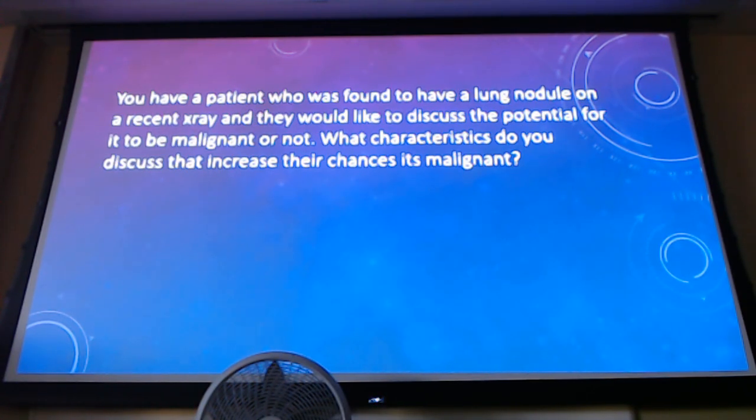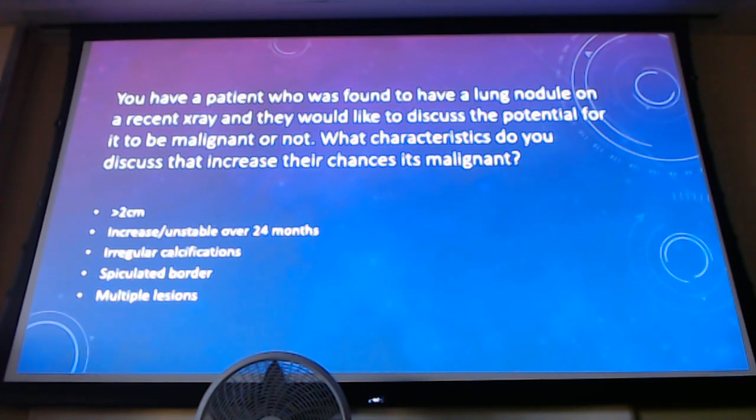All right. You have a patient who is found to have a lung nodule on a recent x-ray. They would like to discuss potential for it to be malignant or not. What characteristics do you discuss that increase their chances it is malignant? Smoking. Get back to that one slide. Greater than 2 centimeters, good. Irregular? What's that? Increasing in size? Yep. Multiple locations and spiculated border. Good.